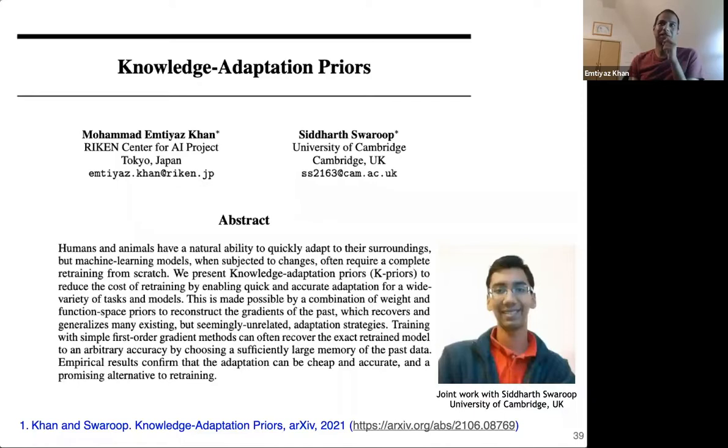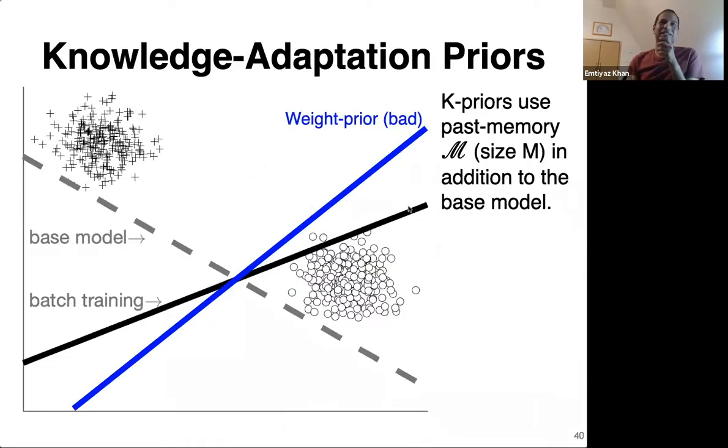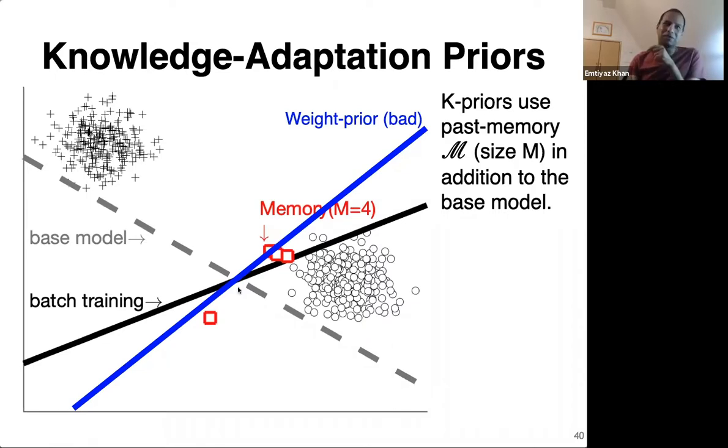And in the next 2 minutes, I'll just quickly go through this, not go through the details. But essentially, the idea is that weight prior is doing wrong because it doesn't know what the past data is. The past data is here and here, okay? So I'm just gonna add some representation of that past data. So in this case, I just added 4 points. And I put them as squares because I don't need the label information for them. I just need the prediction of this old network, okay? And if you do that, then it fixes the issue.